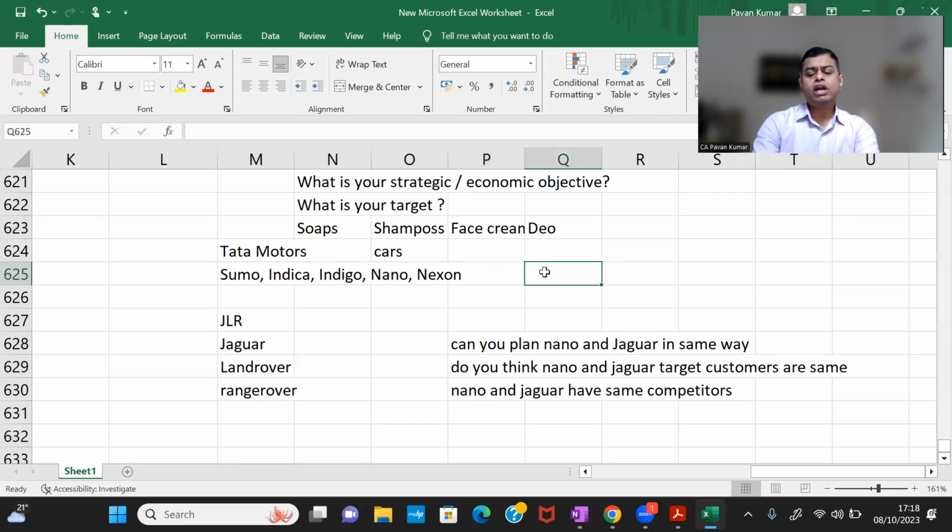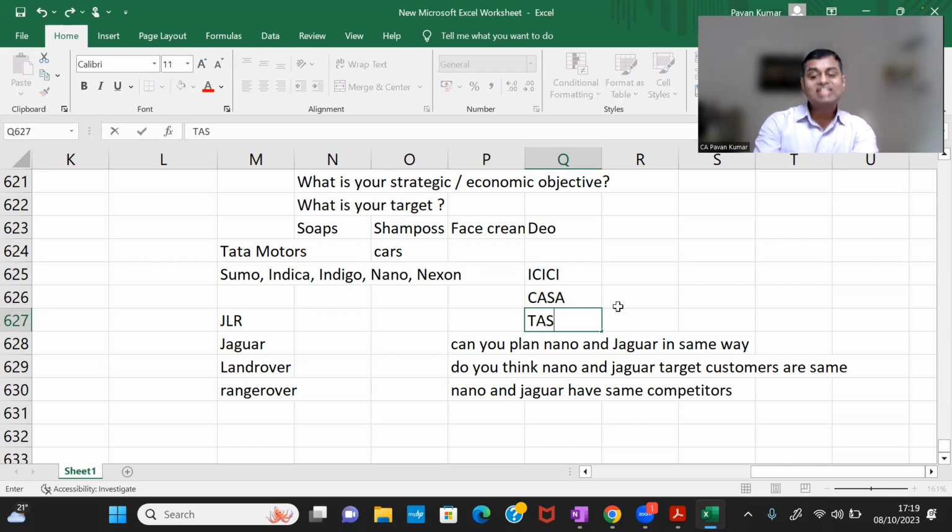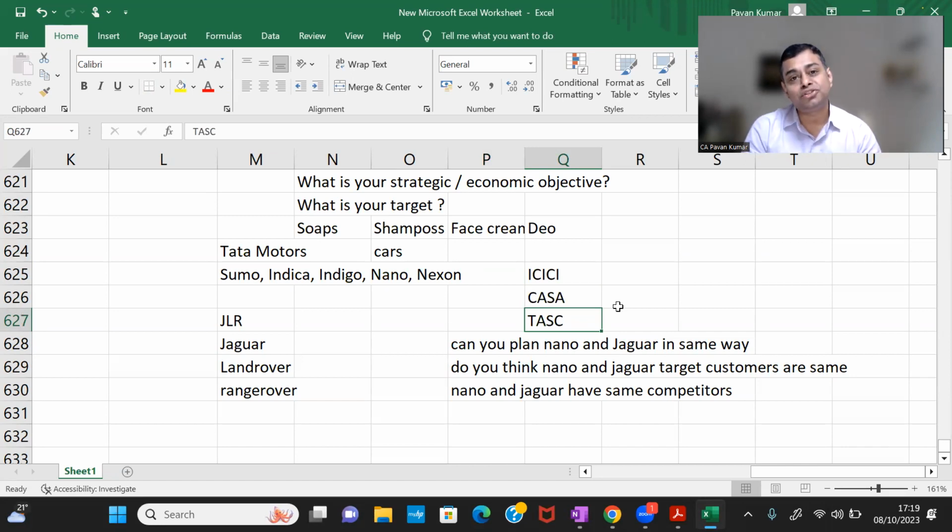For example, in ICICI Bank and Kotak Mahindra Bank, you have current accounts, right? We call it CASA. What is CASA? Current account savings account. In banks, CASA means current account savings account. But for individuals, CASA is different and TASC is different. TASC is for trusts, associations, societies, charitable institutes. That is called TASC. For TASC, there will be a different team because it is a separate SBU.